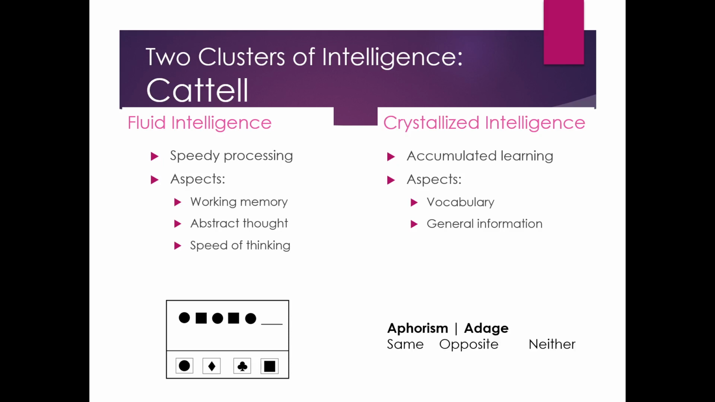This would be the kind of example of crystallized intelligence. So that vertical line between those two words means "is to." So aphorism is to adage. What is the relationship between aphorism and adage? Are they the same? Are they opposite, or are they neither? So you might be going, I have no idea what either of those are. And that's really not uncommon, right? Like that's part of the test. It's a vocabulary test. Do you know what these words mean is basically what we're trying to figure out with this setup.